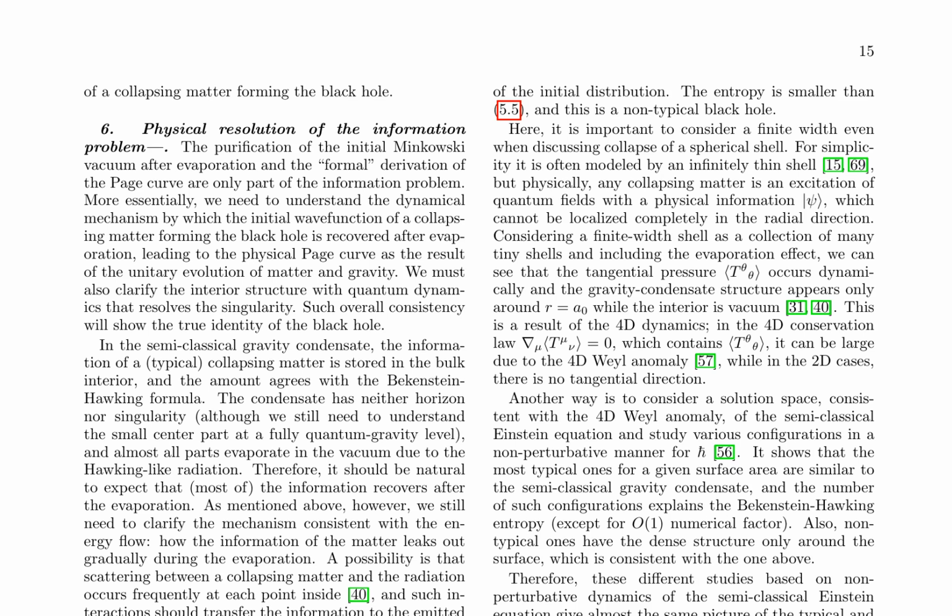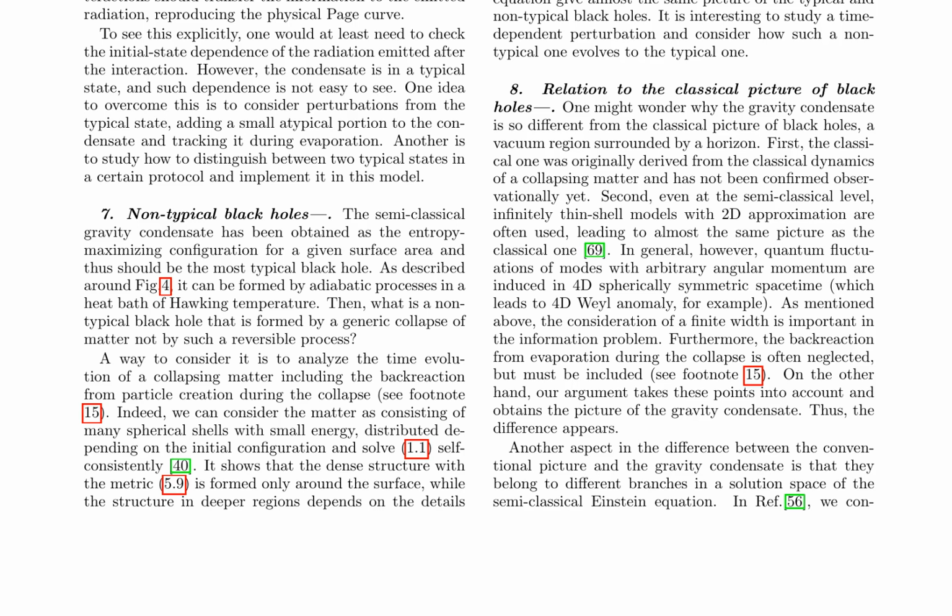A crucial aspect of this phenomenon is understanding how the matter's information escapes during evaporation, prompting the proposal of frequent scattering between the collapsing matter and radiation. Furthermore, the paper examines non-typical black holes formed through generic collapses, highlighting the significance of considering finite-width shells and back reaction from particle creation. This nuanced approach deviates from the classical picture of black holes, where quantum fluctuations and back reaction from evaporation introduce distinct differences.